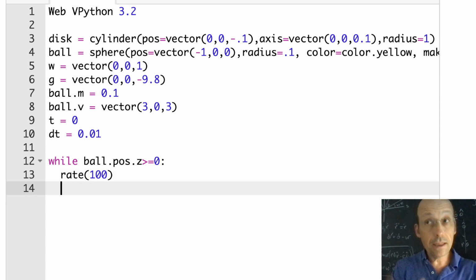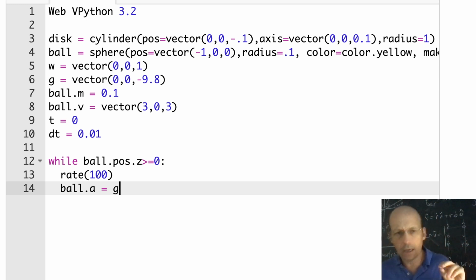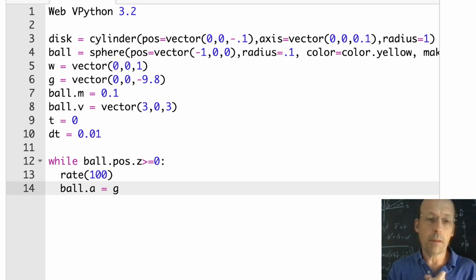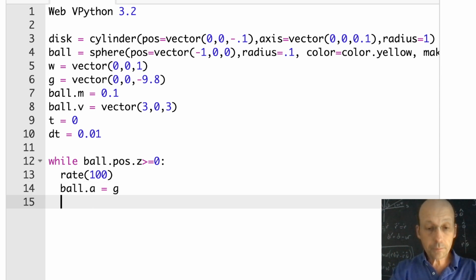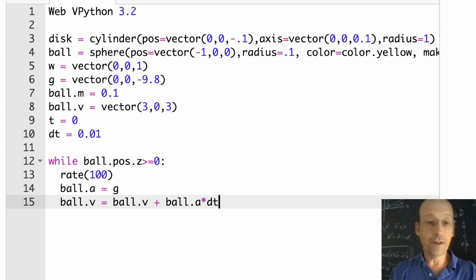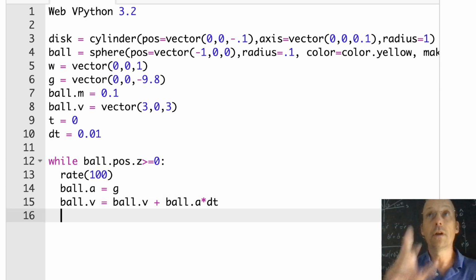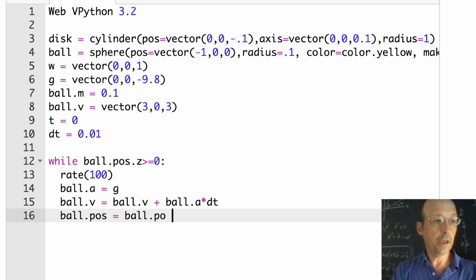I'm going to calculate the acceleration. I'm going to write this as ball.a is just going to be equal to g. And so I could calculate the force. I'm not going to do that. I'm just going to calculate the acceleration, divide both sides by the mass. So that's just a free-falling ball that starts with initial velocity. I can use that to update the velocity, ball.v plus ball.a times dt. And again, I have not put in the Coriolis force or the centrifugal force. And now I need to update the position, ball.pos plus ball.v times dt, update time.